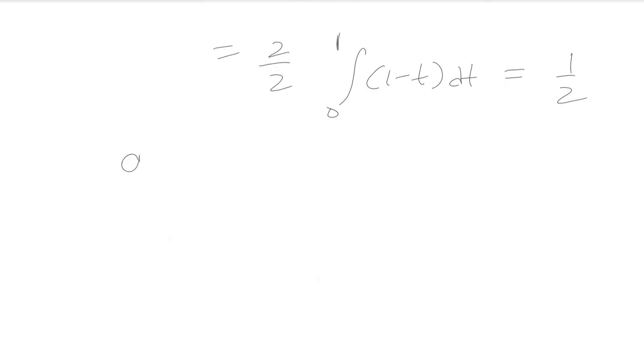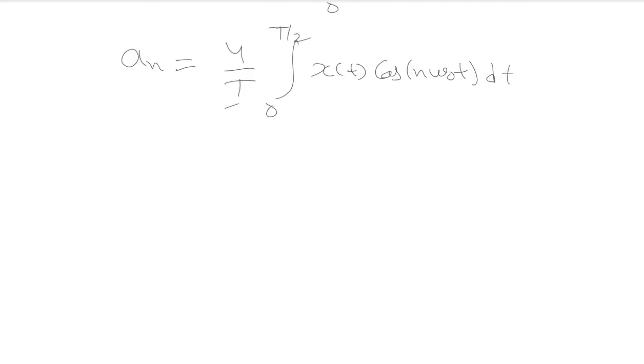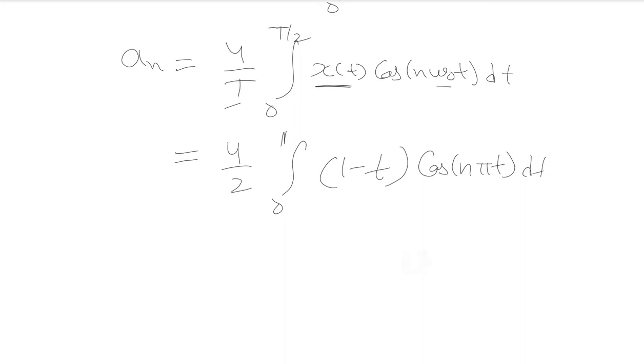Similarly, let us find out a of n. For even symmetry, a of n, we know it is equal to 4 by T integration 0 to T by 2 x of t cos of n omega naught t dt. Let us substitute the values here, values of capital T and x of t. It becomes 4 by 2 integration 0 to 1. For 0 to 1, value of x of t is 1 minus t, cos of n pi t dt. Omega naught is equal to pi here.